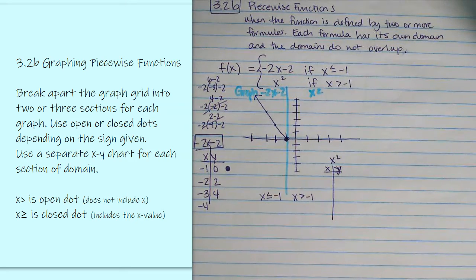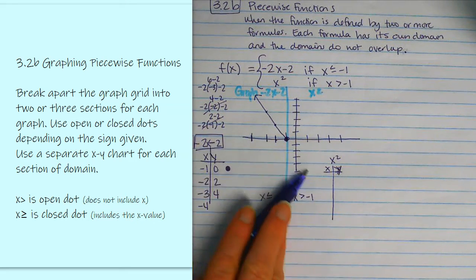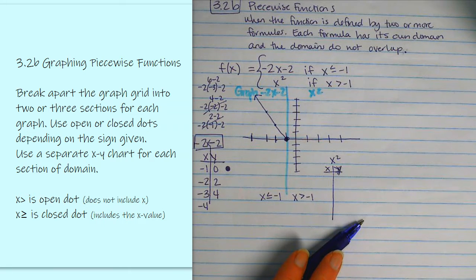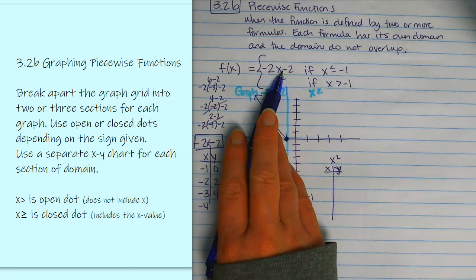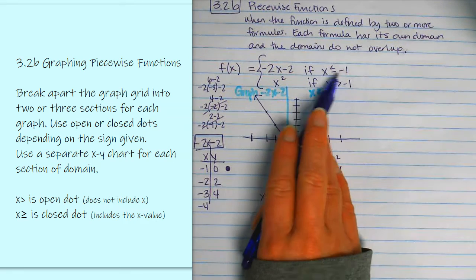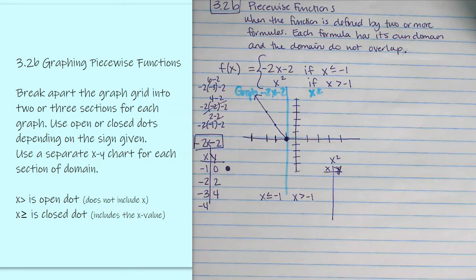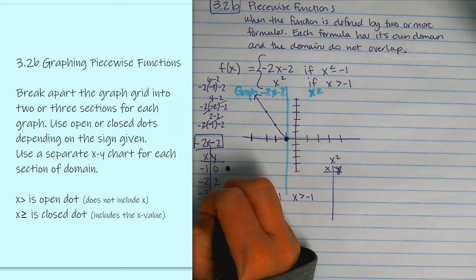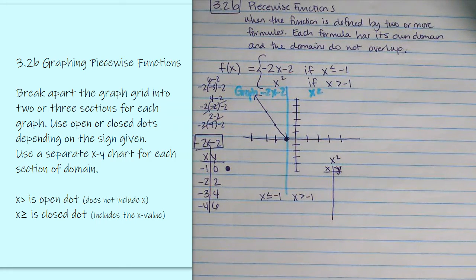But I'm not graphing the line that continues everywhere in this direction, because I'm not allowed to. This line is only valid for x values that are less than -1, like -2 or -3 or even -4, which would be 6. So I graphed one piece. Now I'm going to graph the other piece.